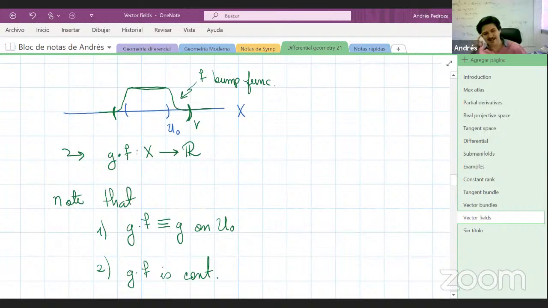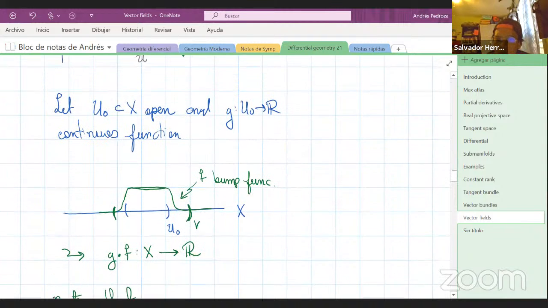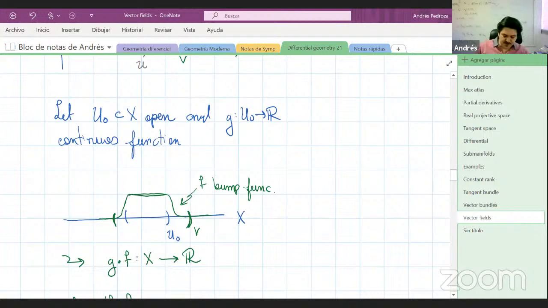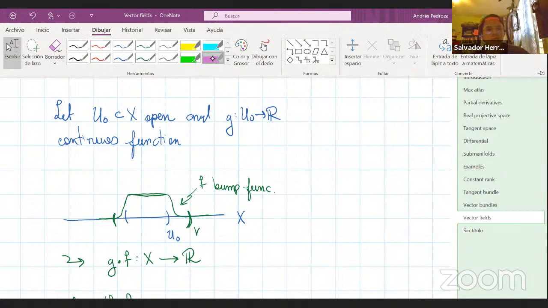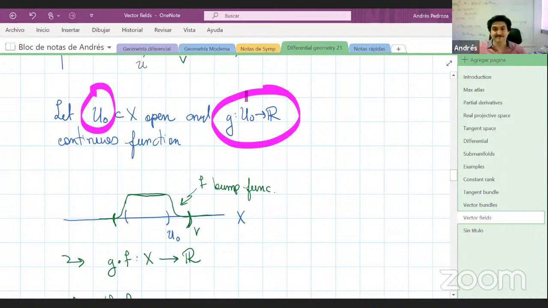So, any questions here? This U naught is smaller than the original U in which G is defined, right? Right. So the U naught first comes from the hypothesis. I have an open set and a function defined there. So the open set is given.